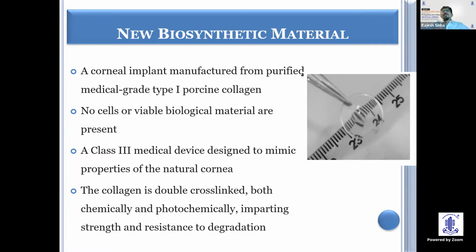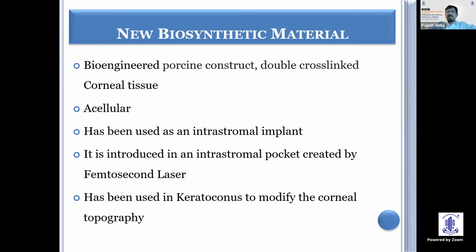So this is a corneal implant manufactured from purified medical grade type 1 porcine collagen. There are no cells or viable biological material in it. It's absolutely acellular. It is a class 3 medical device designed to mimic properties of natural cornea. And the collagen is double cross-linked, both chemically and photochemically, imparting strength and resistance to degradation. So it is a bioengineered porcine construct, and it is used intrastromally.